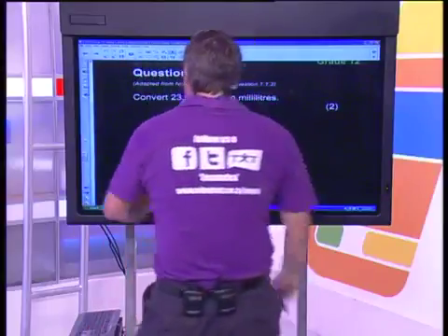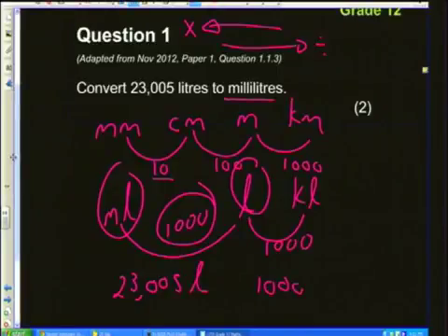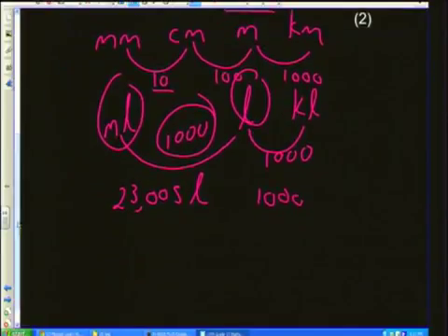Okay, right, let's have a look at our first question today, adapted from the November 2012 paper, milliliters to liters. We're going to divide, okay? So let's go for it. We've got liters, and in fact, we're going in the opposite direction, from liters to milliliters, so we're going to multiply. So I'm going to multiply that now by 1,000. And we're going to work out how many milliliters that's going to give me.